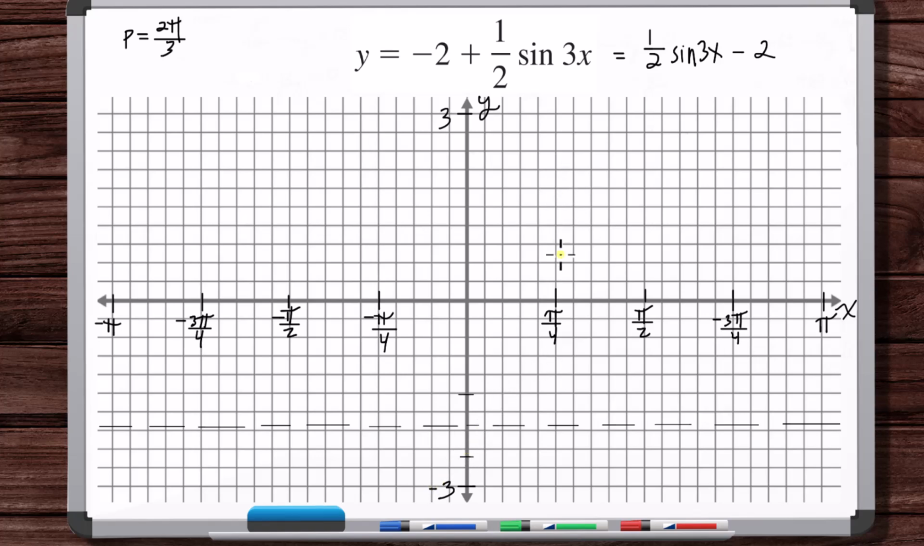Now the period. There's no horizontal shift, so we just need to figure out where 2 pi over 3 is. We have 1, 2, 3, 4, 5 tick marks. Pi over 4 divided by 5 is pi over 20. So what is 2 pi over 3 divided by pi over 20?